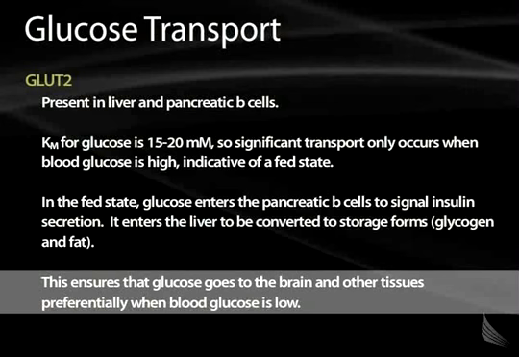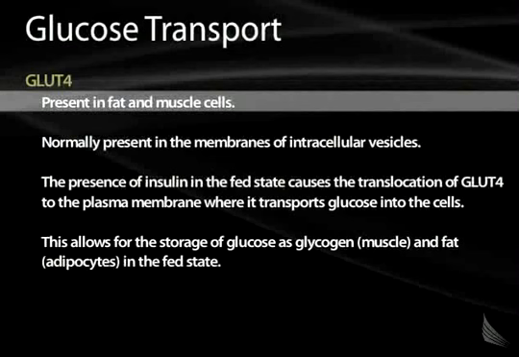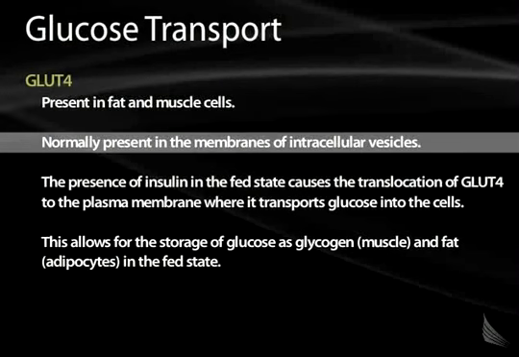Now, GLUT4 is present in fat and in muscle cells. Normally, GLUT4 is not present on the surface membrane of these cells, but rather in the membranes of intracellular vesicles. When it's in the membranes of intracellular vesicles, obviously, it can't transport any glucose.